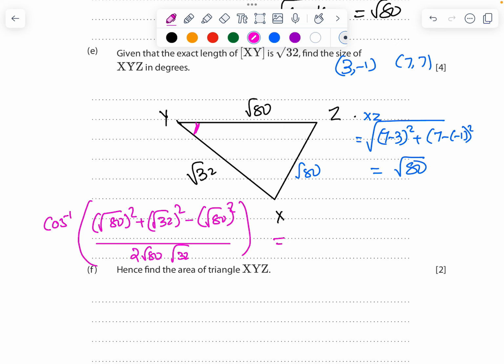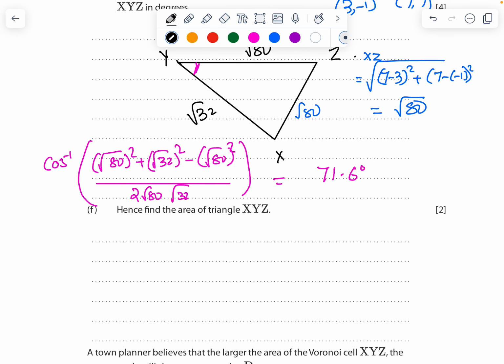So when you do it by calculator, you should be able to get that one as 71.6 degrees. Find the area of the triangle. The area of the triangle formula is half ab sine C. So half times square root 32 times square root 80 times sine of 71.6 degrees. Simplify that, and using the area formula, you should get the answer as 24 kilometers squared.